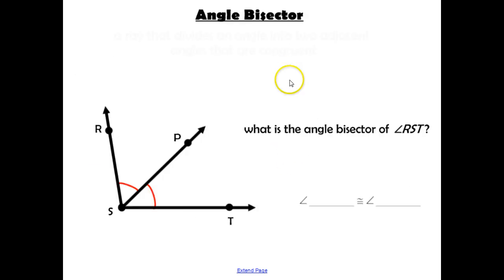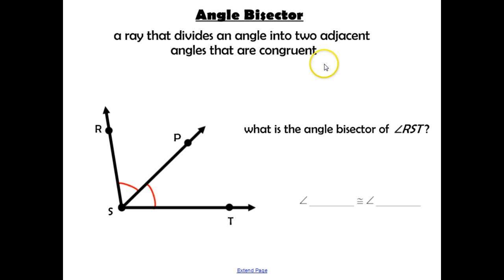Next, we're going to talk about an angle bisector. Remember, we talked about that word to bisect. It means to cut exactly in half into two pieces. So an angle bisector is a ray that divides an angle into two adjacent angles that are congruent. So here we have the whole angle RST, and then we have this ray SP that cuts the angle into two congruent parts.